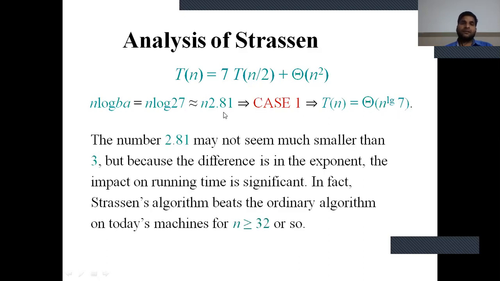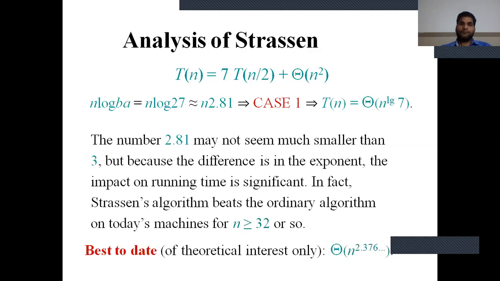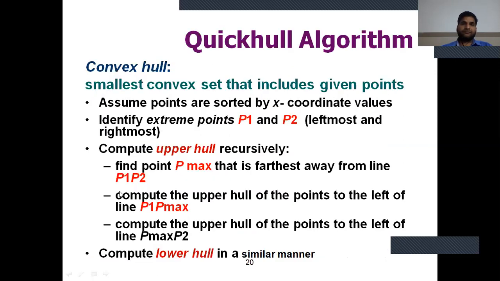that is, n to the power 2.81. The number 2.81 may not seem much smaller than 3, but because the difference is in the exponent, the impact on running time is significant. In fact, Strassen's algorithm beats the ordinary algorithm on today's machines for n greater than or equal to 32 or so. But the best to date, of theoretical interest only, is theta n to the power 2.376.